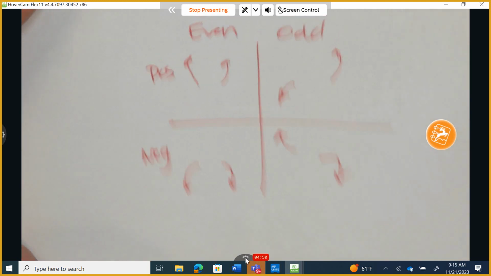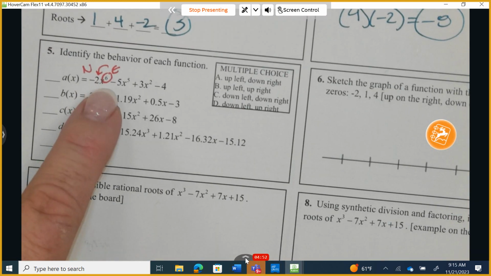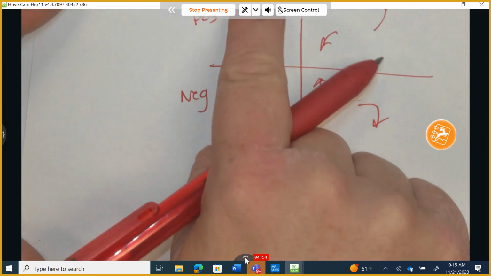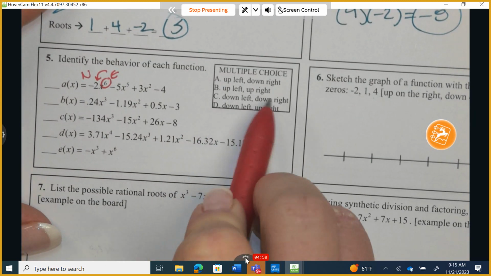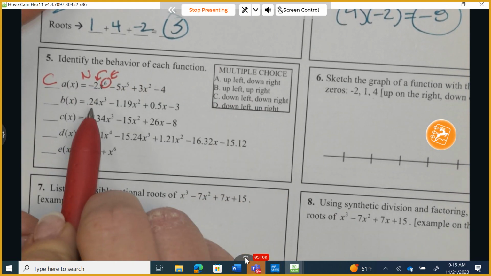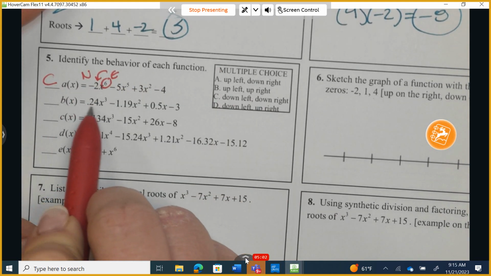Okay, let me come back here again. So if I'm looking at even, negative is down on the left and down on the right. So down left, down right would be option C. Okay, let's look at function B.